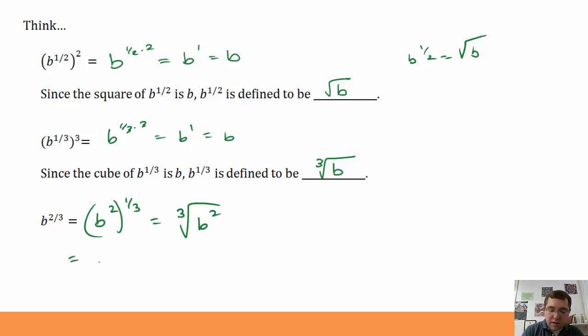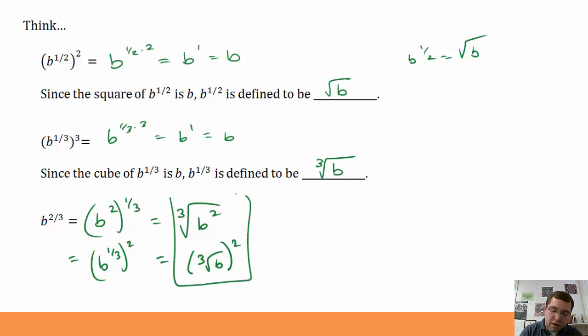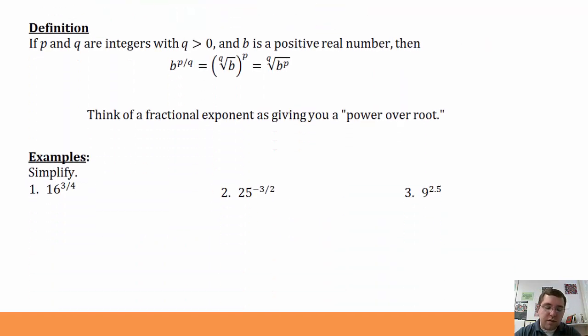Well, b to the 2/3 is also the same as b to the 1/3 squared, because 1/3 times 2 is also 2/3. The order I multiply those exponents in doesn't matter because multiplication is commutative. So this would say I take the cube root of b and then I square it. So these two things are equivalent to each other: the cube root of b squared and the cube root of b then squared. Pretty cool. So let's generalize this with the definition.